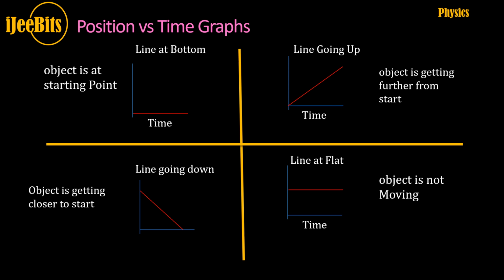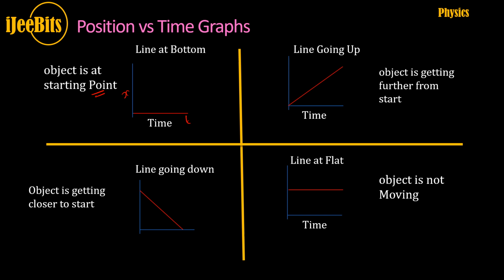So you remember, this is x and this is t. So we are talking about, this is a line, right? The line is at a start point. That means we are at a starting point. The object is at a starting point. So you can easily notice these things and then identify, okay, what is happening in the graph.